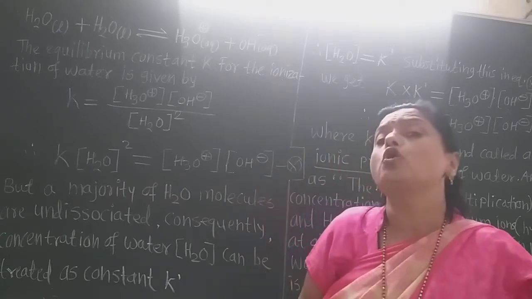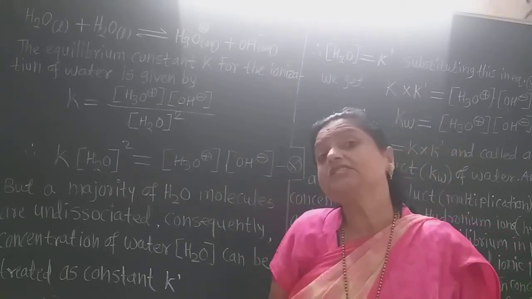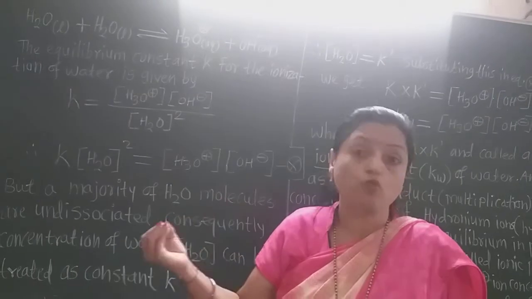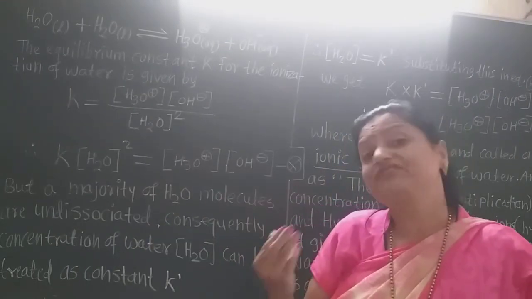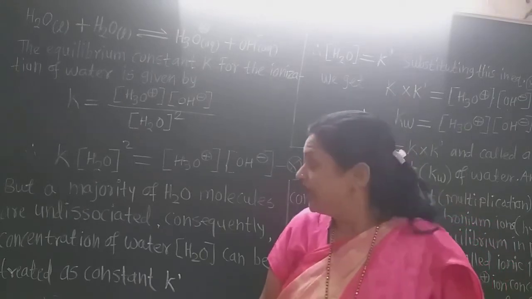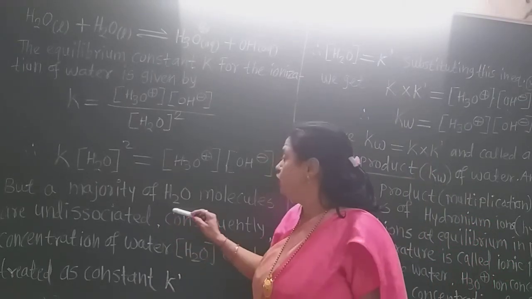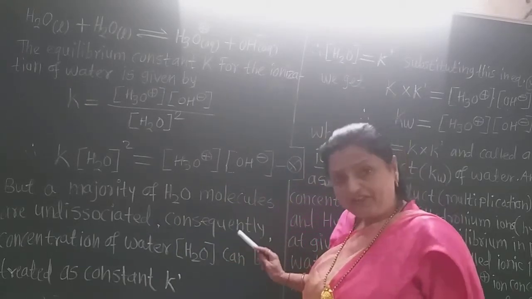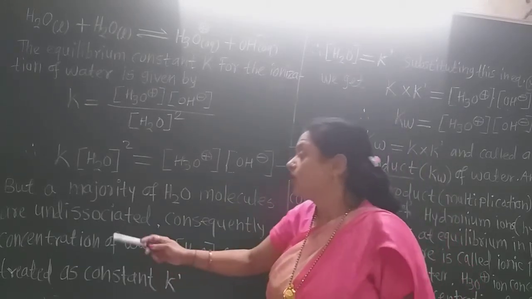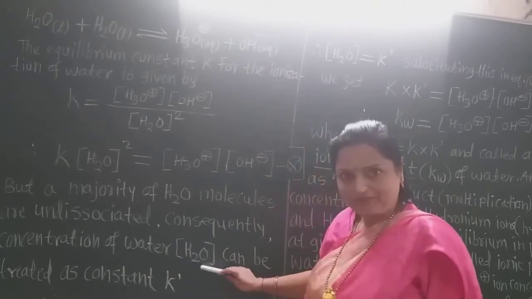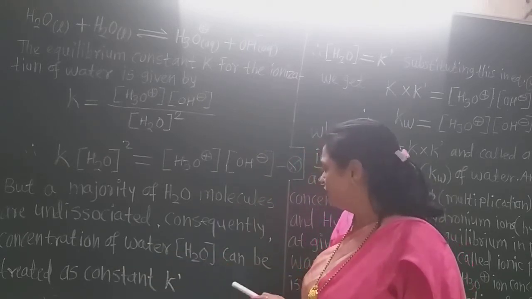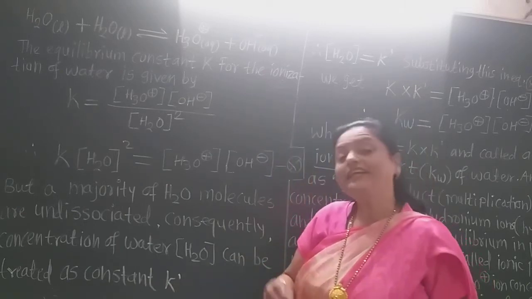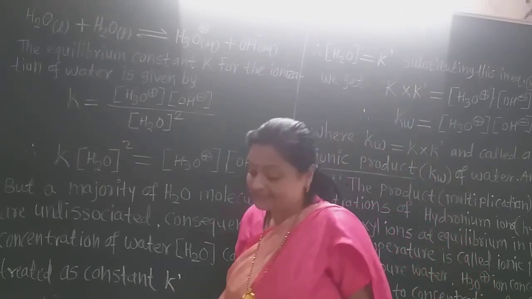A very small amount of water gets dissociated; that is, out of 1 mole of water, only 1 into 10 raised to minus 7 moles get dissociated. It is a very small value, and therefore a majority of water molecules are undissociated. So consequently, the concentration of water, that is the concentration of this water molecule, can be treated as constant, that is K dash.